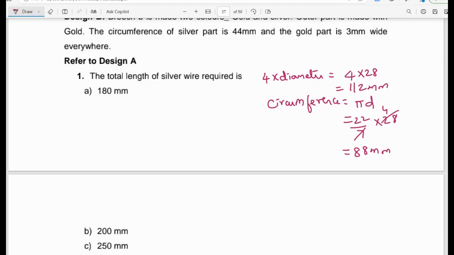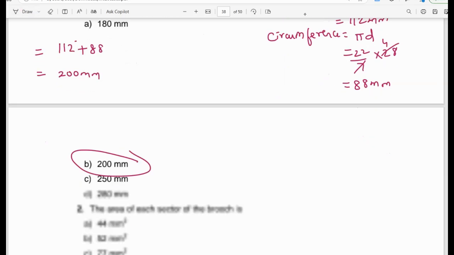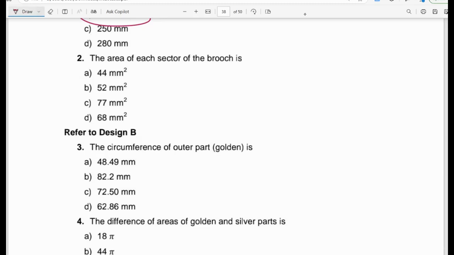It's asking you to find the total length of the wire required. So the total length of the wire required will be the addition of these two: 4 times the diameter, that is 112, plus the circumference of the circle, that will be 88. So the total will be 200 mm. We have to add both of these to find the answer. Total 200 mm.